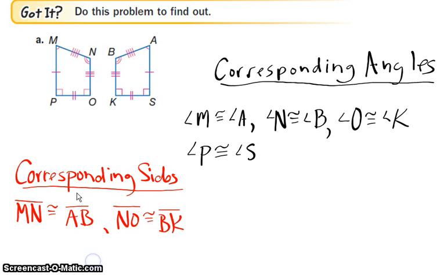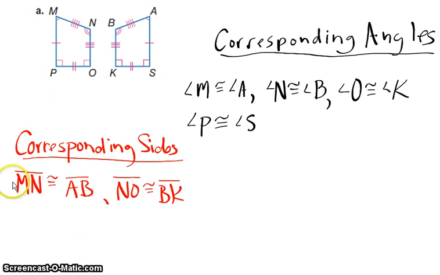All right, let's check and see what you've got for your corresponding sides. Okay, there's 2. Side MN right here, and side AB. Okay, those both have 4 tick marks, so those are going to be congruent. They match up. NO and BK, so here's side NO and here's side BK. They match up. And then here are the other 2.